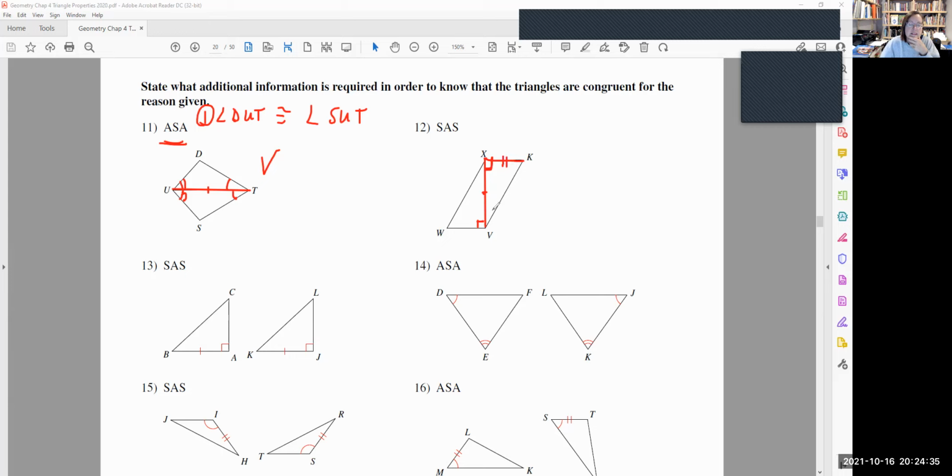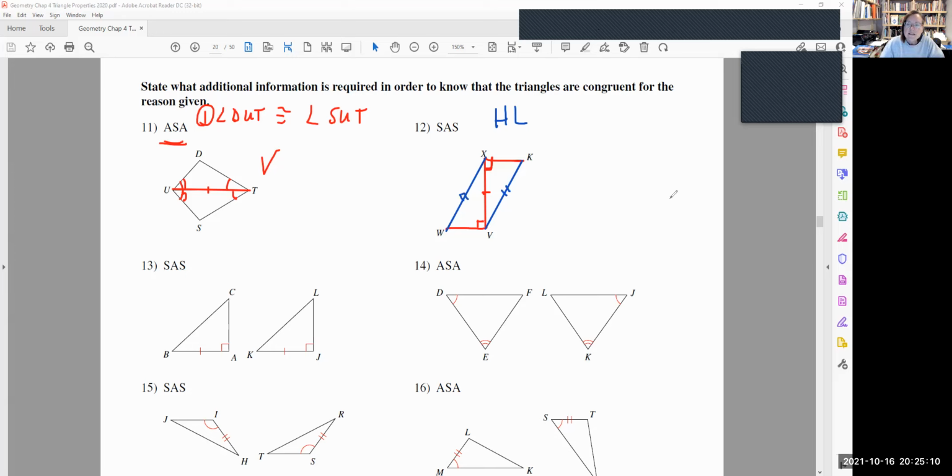I do need this second side here, okay? So that's going to give me side angle side. What I want to point out is they could also have said hypotenuse leg. And if they said hypotenuse leg, then I would have been looking for these two, okay? And if I have a right angle for hypotenuse leg, here I would need this here. It would be right here.